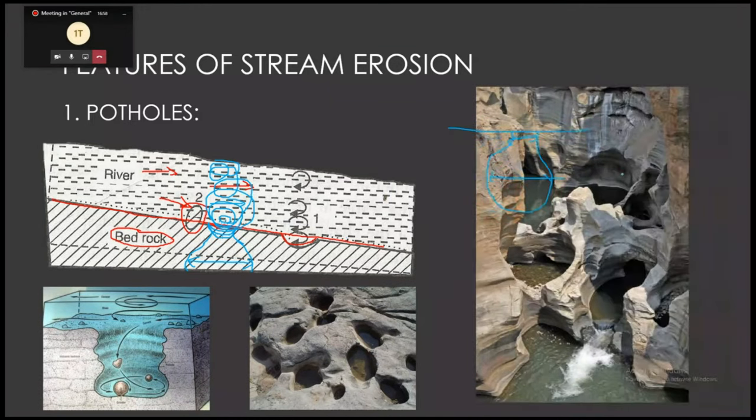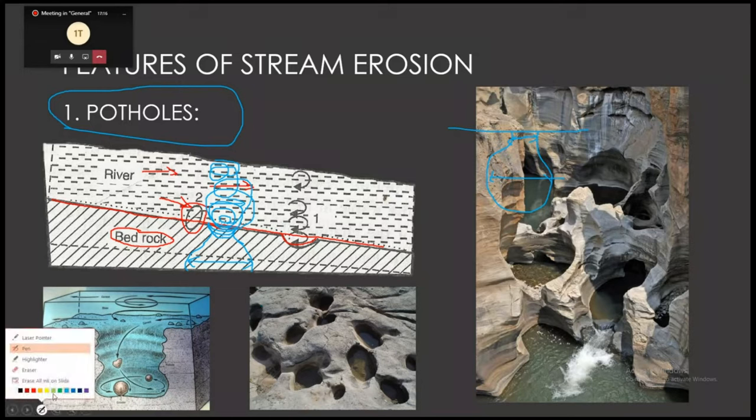In a later period, these potholes will become wider and wider, and may go deeper and deeper. It is actually an erosion process of a river, and we call it the first feature: the pothole. Okay, so that is the first feature.